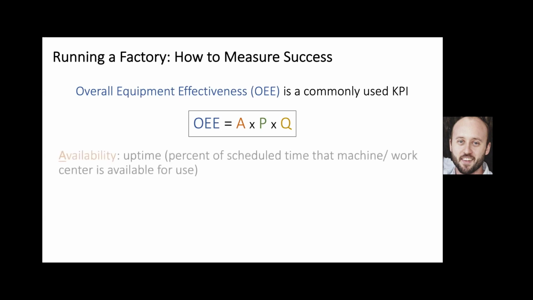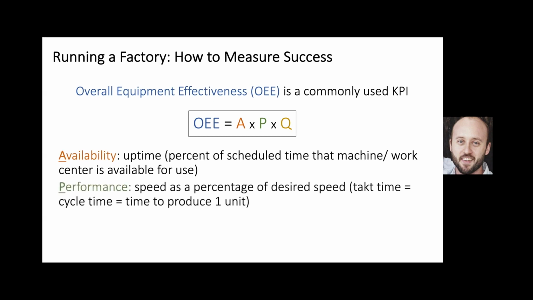The first part is what we would call availability. So we're looking at a specific piece of machinery or a specific work center, and we want to know that it's available to be used when we want to use it. So we would call that uptime or availability.